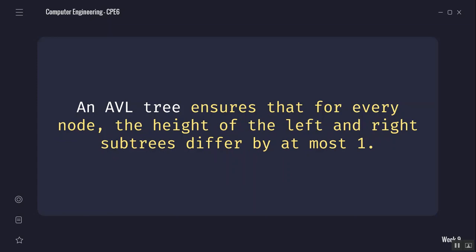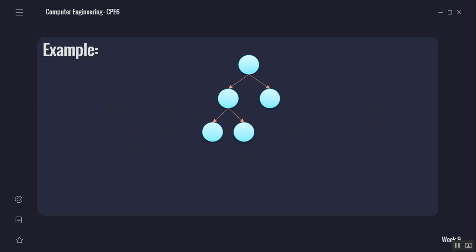So remember your lecture from our binary tree? We are going to compute the difference between the height of the left subtree and the right subtree. If the difference is 1, then that's a balanced tree. But if it exceeds 1, let's say for example 2 or 3, then that's the time that we have to rebalance the tree. Okay?